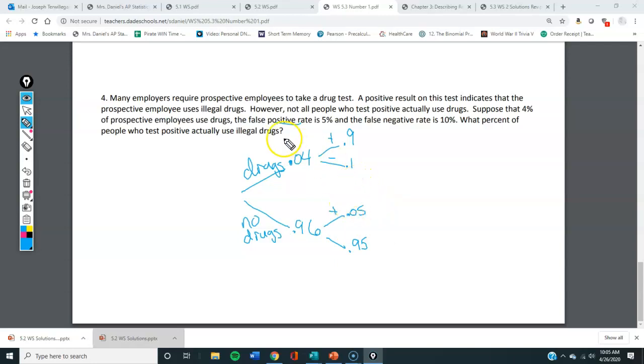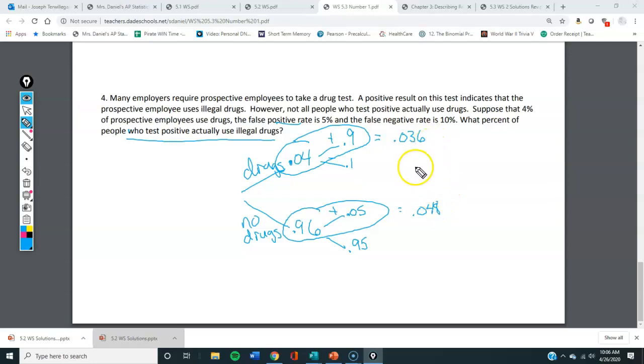So, what's the chance that you test positive and you're actually on the drugs? Well, these are your probabilities that you test positive, right? You multiply across. So 0.04 times 0.9 is 0.036. 0.96 times 0.05 is 0.048. That's the total. So what's the total chance of someone testing positive? Well, I add them together, right?